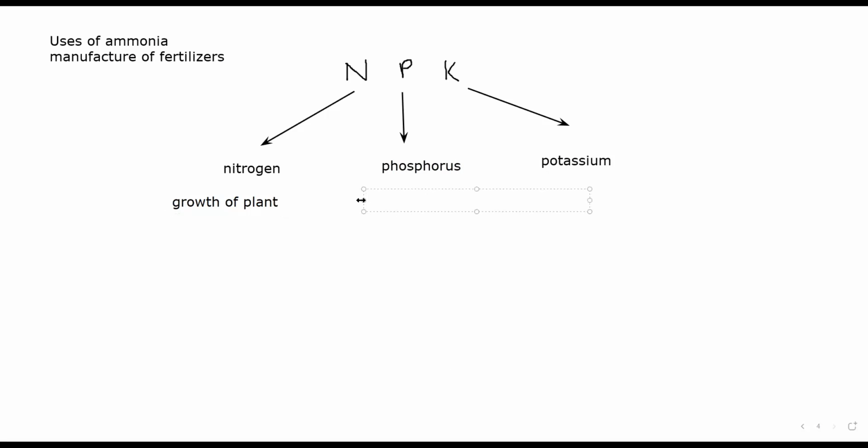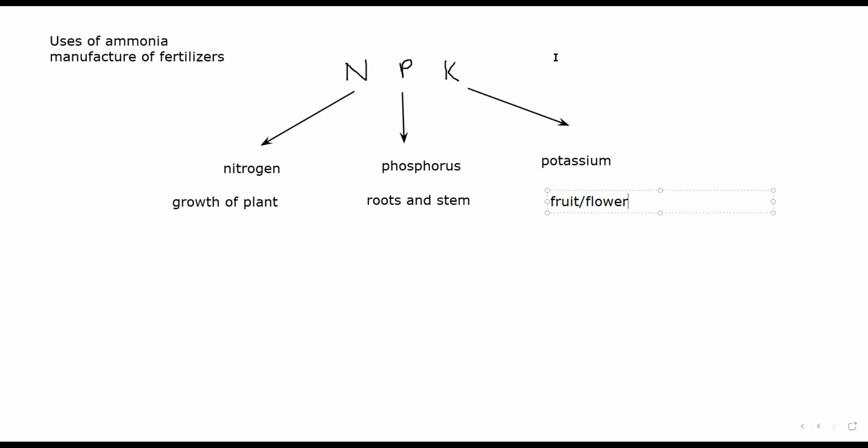Phosphorus is used for a better root system and stem. And potassium is mainly used if you want a better fruit or flower from a certain crop or plant. You add a fertilizer which will provide potassium, having a higher proportion of potassium.